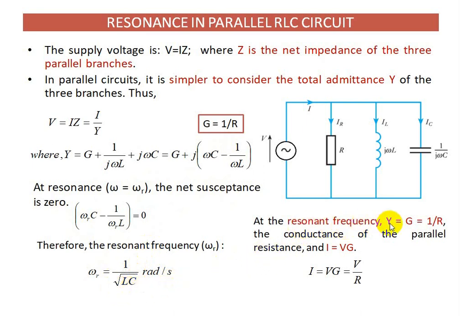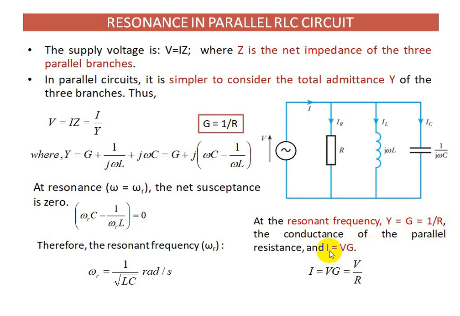At resonant frequency, the total admittance will be equal to G, that is conductance. So conductance G is nothing but 1 by R. So at resonance, please try to understand that the admittance will be equal to 1 by R. That will be equal to the conductance of the circuit.